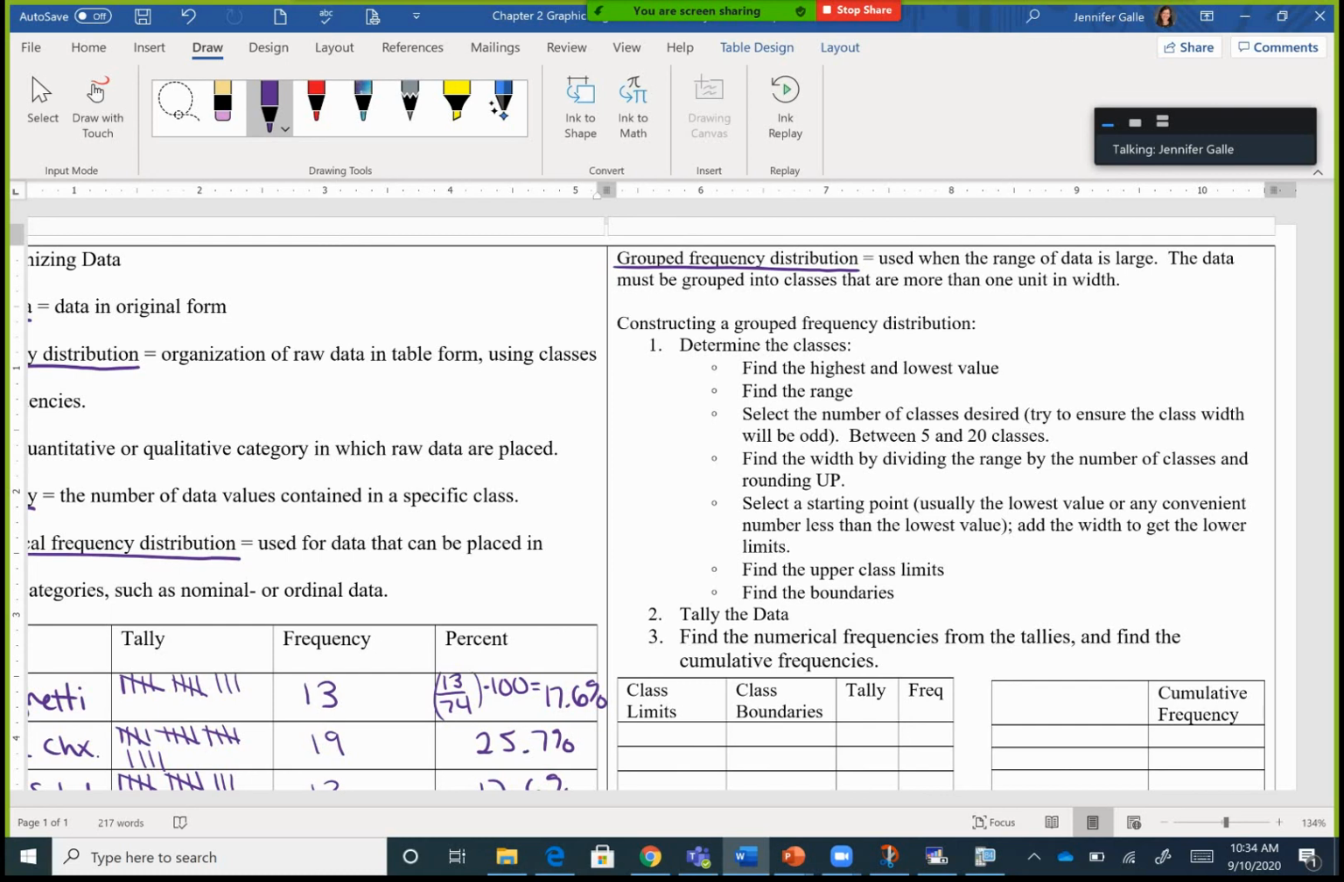Now, here's the key. If you're doing a group frequency distribution, your classes have to be more than just 1 unit wide. You want to use this if your data values were just simply, let's say, 0 through 5. That's not a big deal. I can make a class for 0, 1, 2, 3, 4, 5. That's not going to be a very big distribution.